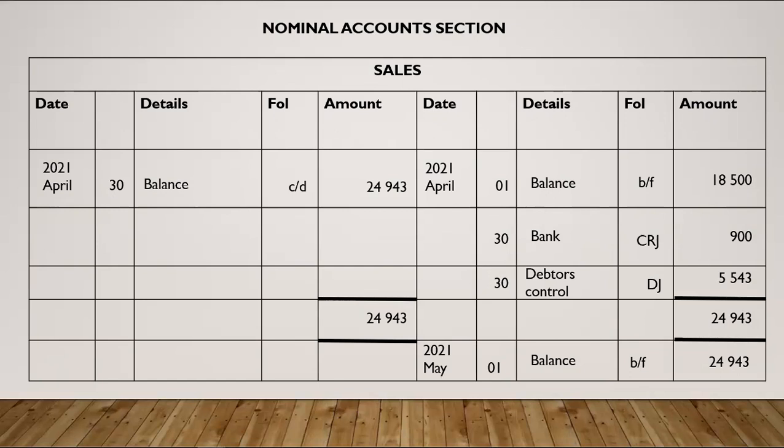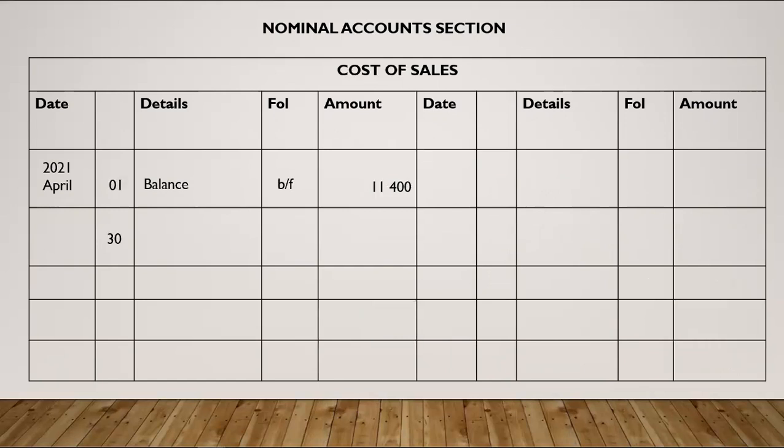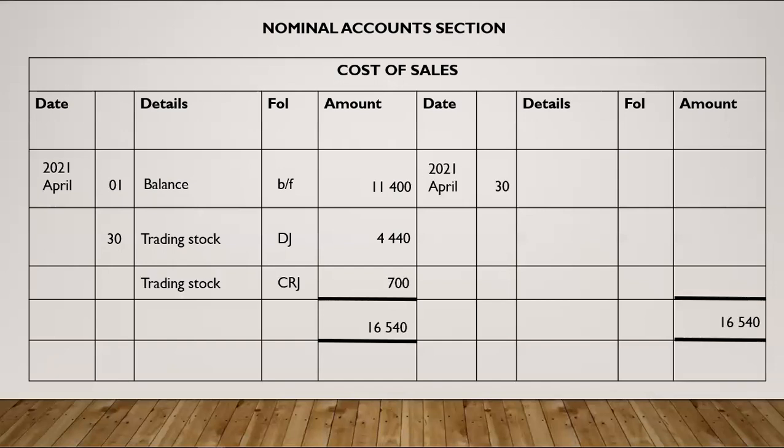For cost of sales, it will increase by the cost price of goods that we sold on credit and cost price of goods that we sold for cash. And then it will be reduced by the cost price of goods that were returned by debtors. Remember, cost of sales increases whenever we sell, it decreases at cost price when goods are returned. And creating our balance carried down, which will be 16,300, which will be balance brought forward in the following month.